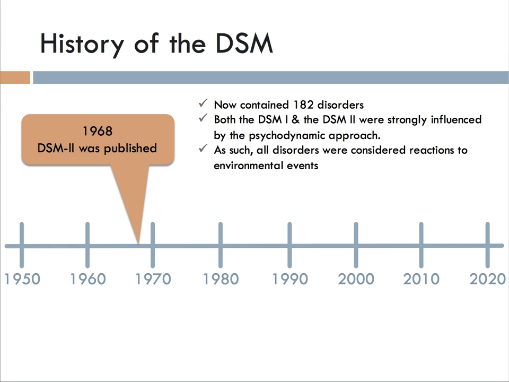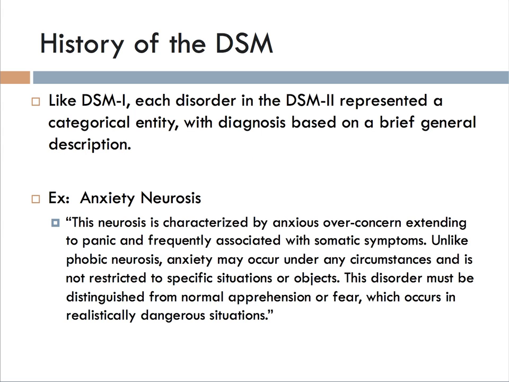And because of when they were published, both the DSM-1 and the DSM-2 were strongly influenced by the psychodynamic approach. As such, all disorders were considered reactions to environmental events as opposed to clusters of symptoms that had biological causes. Like the DSM-1, each disorder in the DSM-2 represented a categorical entity, with diagnosis based on a brief general description. So, for example, the DSM-2 described anxiety neurosis as characterized by anxious overconcern extending to panic and frequently associated with somatic symptoms. Unlike phobic neurosis, anxiety may occur under any circumstances and is not restricted to specific situations or objects.